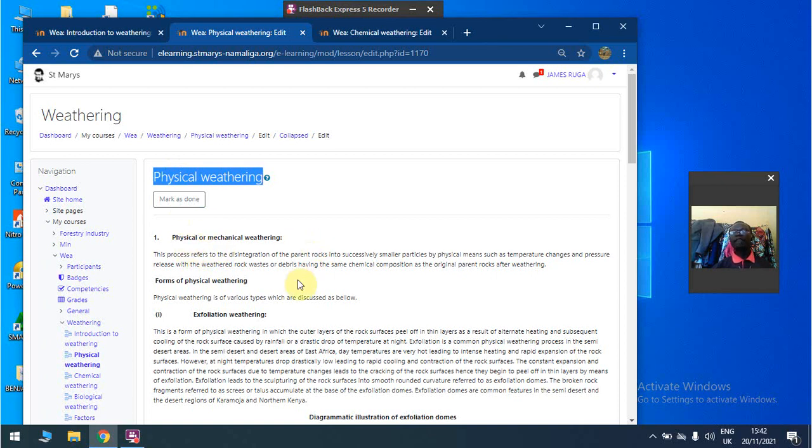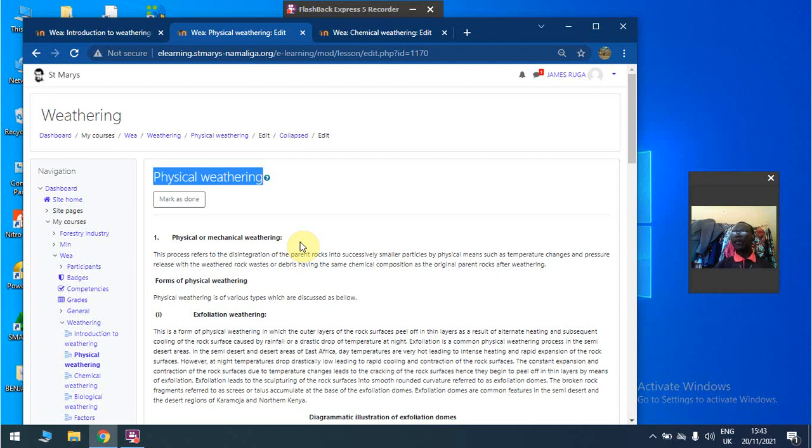Physical weathering is defined as the process of breakdown or gradual disintegration of parent rocks into smaller and smaller particles by physical means like temperature changes and pressure release, without chemical reactions. And the resultant weathered rock fragments will have the same chemical composition as the parent rock.